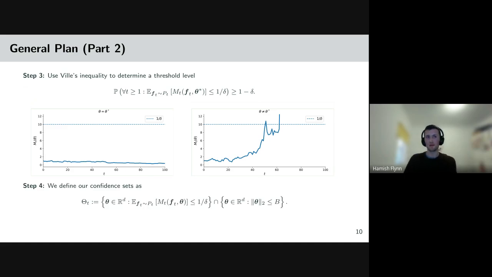Okay, and then the last step is just to say we define our confidence sets as follows. At round t, our confidence set is the set of all thetas for which the mixture M_t of theta is less than 1 over delta. And we're guaranteed that this will contain theta star with high probability for all times simultaneously. And since we assume that theta star has bounded norm, we take the intersection of this set with the set of theta stars that have bounded norm. And that's it.